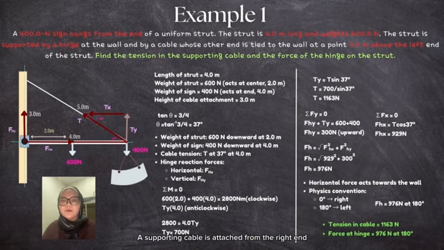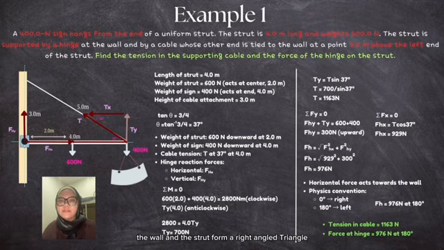A supporting cable is attached from the right end of the strut to the wall 3 meters above the hinge. So we are going to find the angle of the cable. The cable, the wall and the strut form a right angle triangle. The vertical height is 3 meters and the horizontal distance is 4 meters, so it's forming a 3-4-5 triangle. We are going to use trigonometry, which is tan theta equals 3/4. So theta equals tangent inverse 3/4. We are going to get 37 degrees with the horizontal.